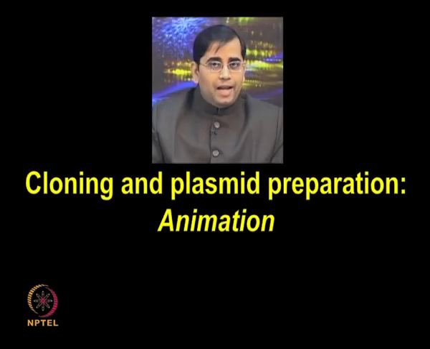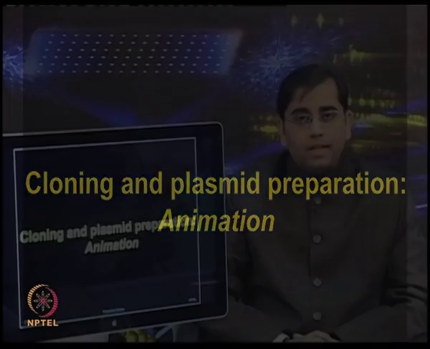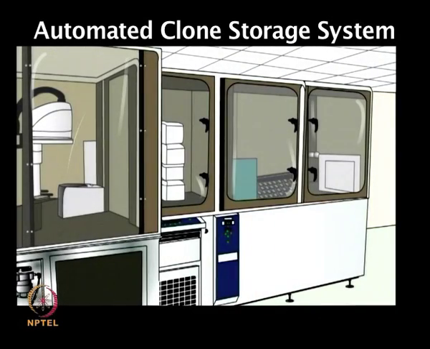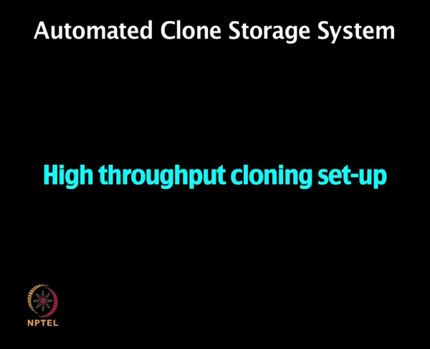I will explain the cloning as well as plasmid preparation in a high throughput manner by showing you this animation. Automated clone storage system. In order to program the NAPPA arrays, first of all we will require access to the cloned cDNAs representing the target proteins. The cDNA clones are stored in the repositories at -80 degrees.